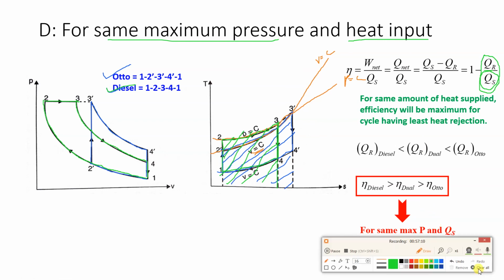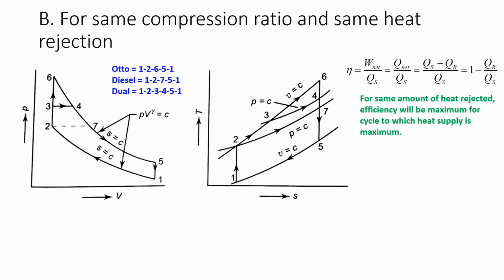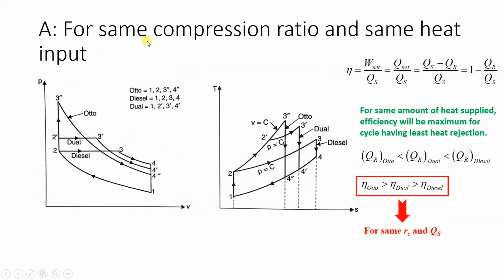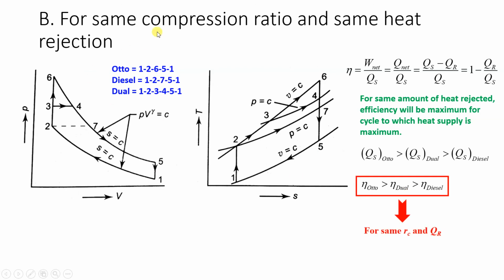So we'll quickly revise all the four comparisons which we have seen. First comparison which we had seen was same compression ratio and same heat input. In that case, efficiency of Otto cycle is greater than efficiency of dual cycle, is greater than efficiency of diesel cycle. In case B, we had seen for same compression ratio, that is we are maintaining 1 to 2 as same, and same heat rejection, we are maintaining 5 to 1 as same. Efficiency of Otto cycle is greater than efficiency of dual cycle, is greater than efficiency of diesel cycle.